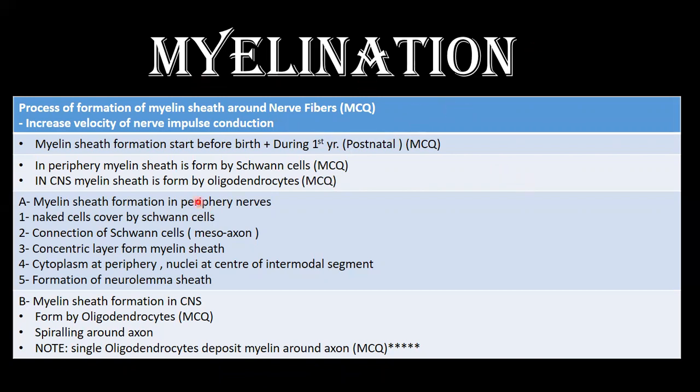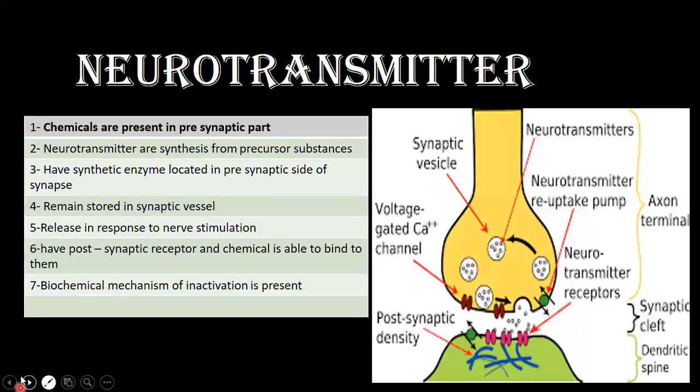It increases the velocity. Why do we do the myelination? Because it increases the velocity, as we have already seen when we talked about conduction. Then the peripheral myelin sheath is formed by Schwann cells. The CNS myelin sheath is formed by oligodendrocytes. Its mechanism I have already explained in the previous slide, so you can go through these steps once again.